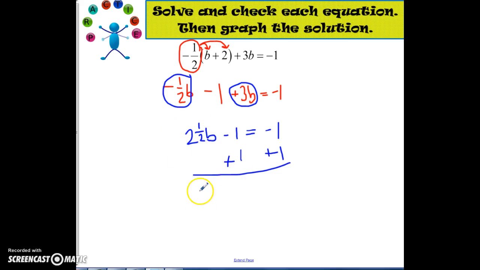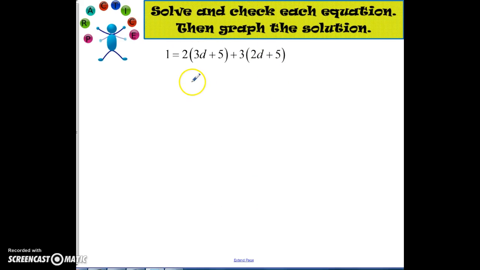Don't forget this half. We can just write that as 2.5 b equals 0. And if you divide that by 2.5, you have b equals 0. Go ahead and do your check, and then pause when you're ready to move on to number 5.